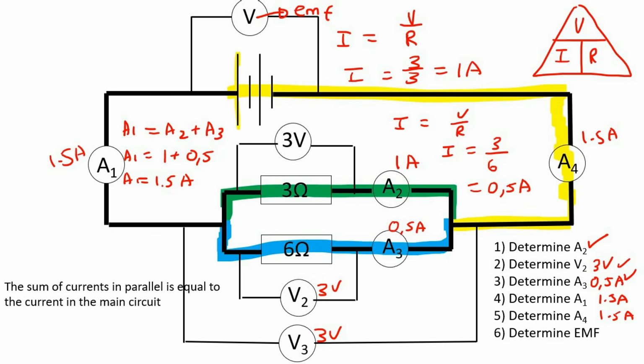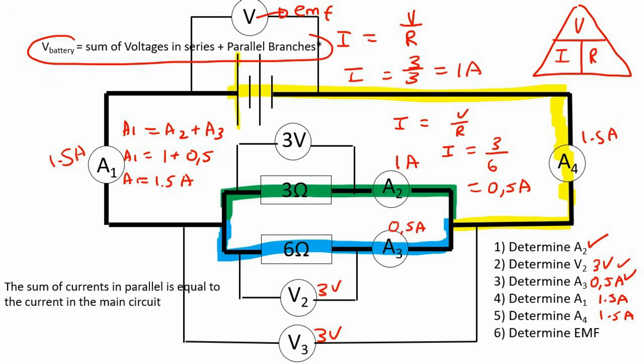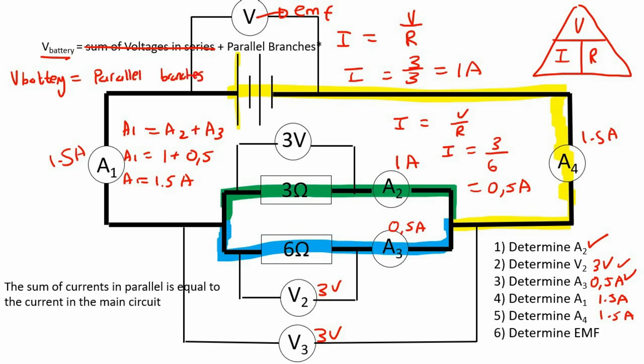Well, let me show you the easy way first. The easiest way would be to remember this formula over here, which tells us that the voltage of the battery is equal to all of the voltages in series, plus any of the parallel branches. We don't have any voltages in series. So the voltage of the battery is going to be equal to the parallel branches. And we know that the parallel branches are 3 volts, 3 volts, and 3 volts. So we can just say that the voltage of the battery is 3 volts.